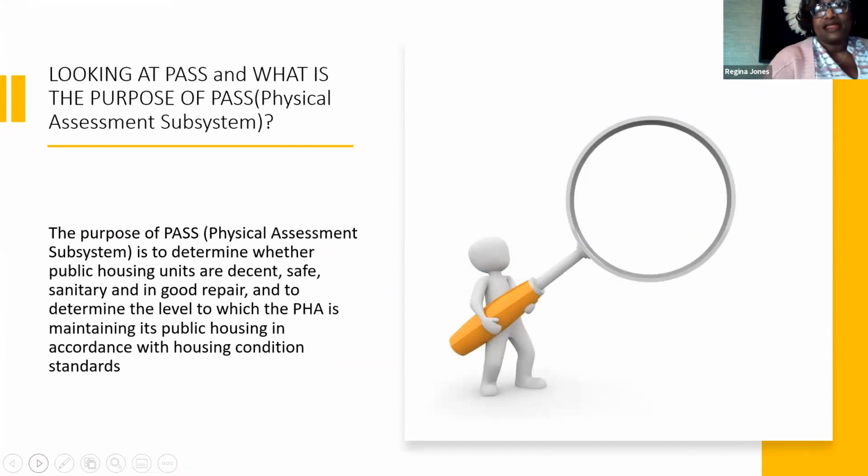Looking at PASS, and what is the purpose of PASS, which is the physical assessment subsystem. It is to determine whether public housing units are decent, safe, and sanitary, and in good repair. And that's really HUD's mission, right? To make sure that we provide our clients with decent, safe, and sanitary housing. Very important to us.